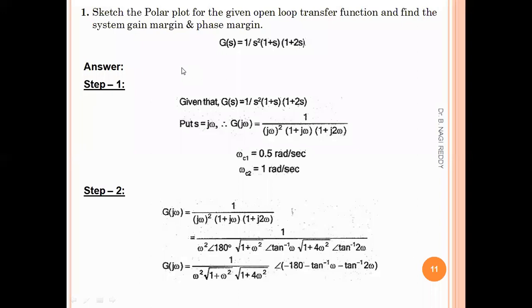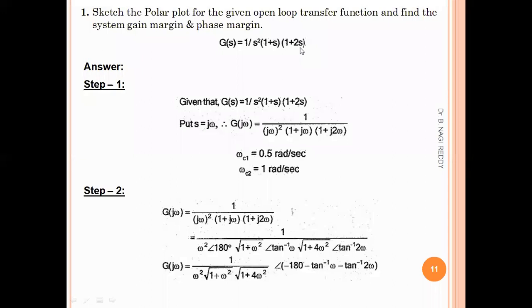Sketch the polar plot for the given open loop transfer function and find the system gain margin and phase margin. So the given open loop transfer function is G(s) = 1 / (s²(1 + s)(1 + 2s)). So this is the given open loop transfer function.